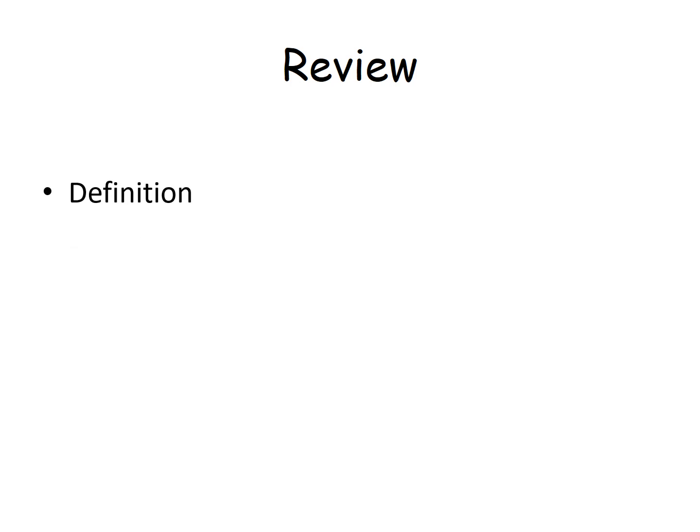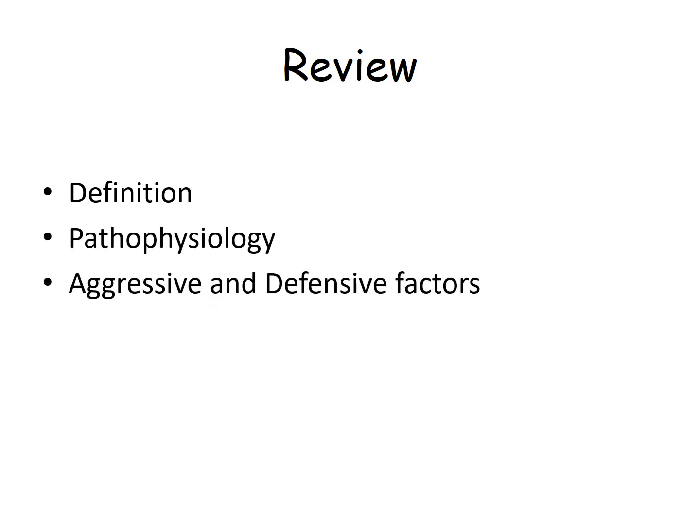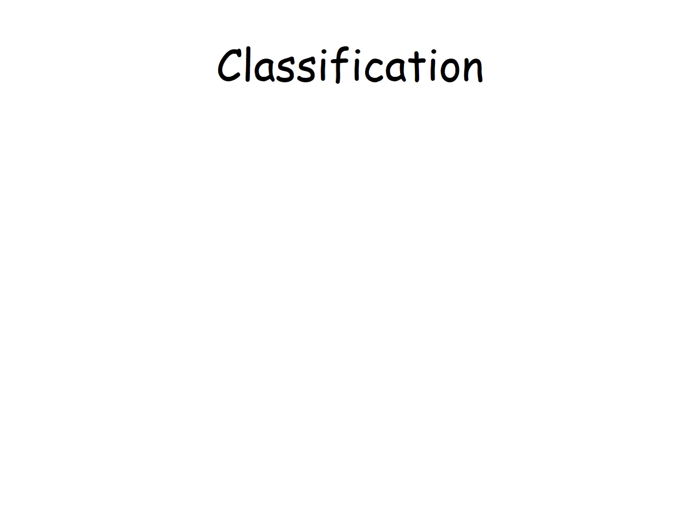We have mentioned the definition of peptic ulcer, the pathophysiology, the factors which lead to the formation of peptic ulcer, the aggressive factors and the defensive factors, regulation of acid secretion, and some details about the parietal cell and the production of acid in our parietal cell. And we also saw the classification or group of drugs used in peptic ulcer.